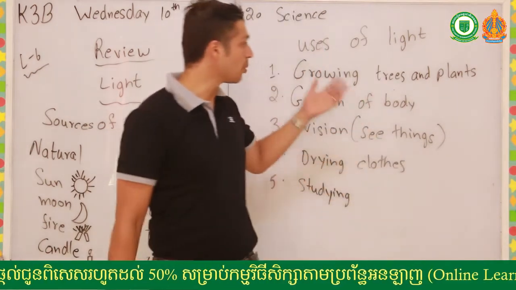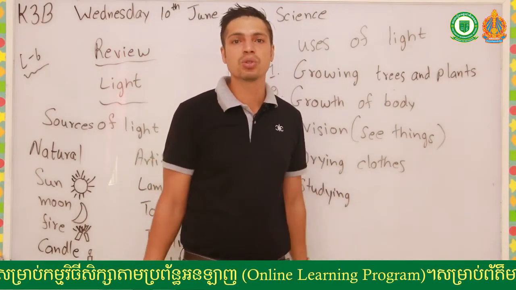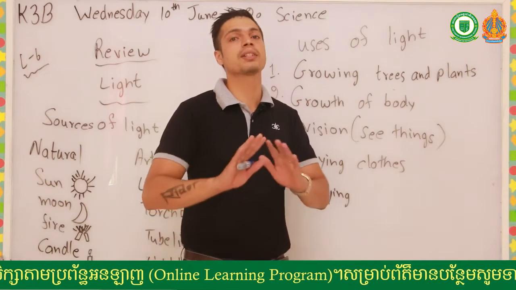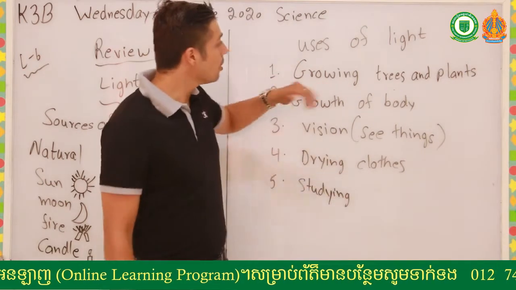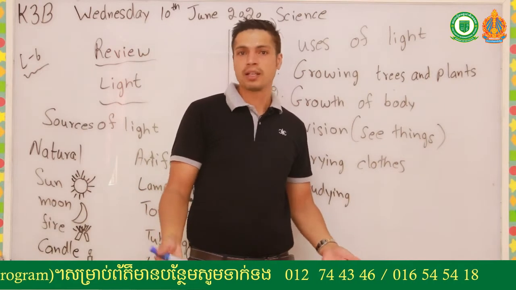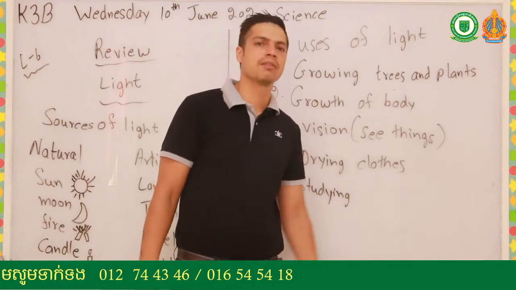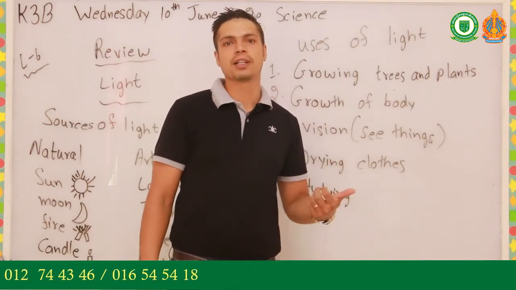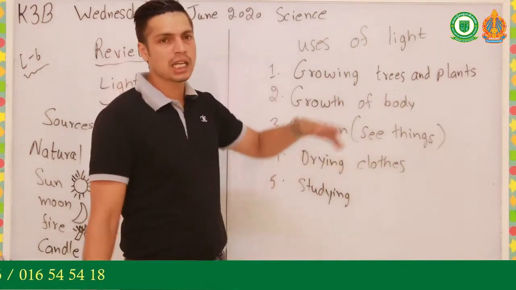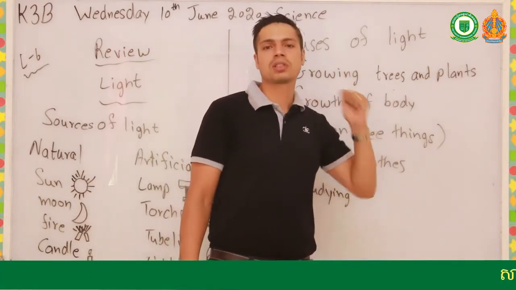As you know, trees and plants are living things, so they need light to grow big. So they need sunlight to grow big. So sunlight helps trees and plants to grow big, and some plants give us fruit, some plants give us vegetables, and some plants give us flowers, but they cannot grow big without sunlight.